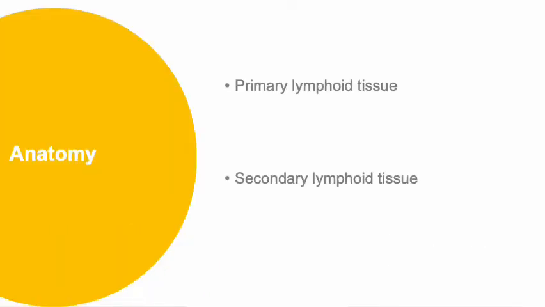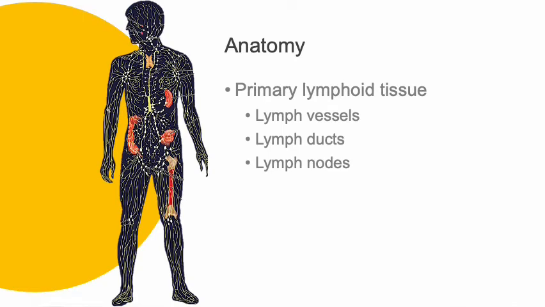The lymphoid tissue is divided into two main groups: primary lymphoid tissue and secondary lymphoid tissue. The primary lymphoid tissue, seen here as a network, consists of lymph vessels, ducts, and nodes. Lymphatic vessels collect interstitial fluid and transport it to the lymph nodes. These lymph nodes filter out damaged cells, bacteria, and other foreign bodies.